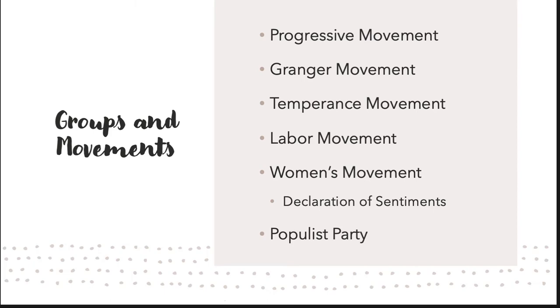The temperance movement. This is going to be a movement that is pushing for prohibition, the 18th Amendment. Remember the Women's Christian Temperance Union fighting to get rid of alcohol in the United States. The labor movement. This is unions pushing for better conditions, shorter hours, higher wages, those bread and butter issues.